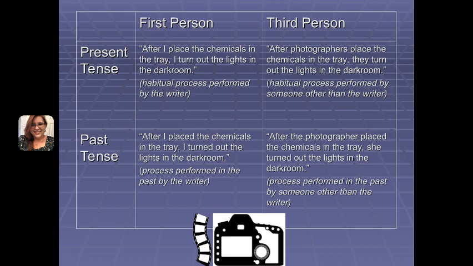Well, what if I didn't do it? What if someone else did it? And it's something they do all the time. Then I would use third person present tense. After photographers place the chemicals in the tray, they turn out the lights in the dark room. Or what if it's something that someone else did, but only once in the past, and I was there to observe and to report about it? Then I could say, after the photographer placed the chemicals in the tray, she turned out the lights in the dark room. Either way, we're going to be consistent in person and tense.